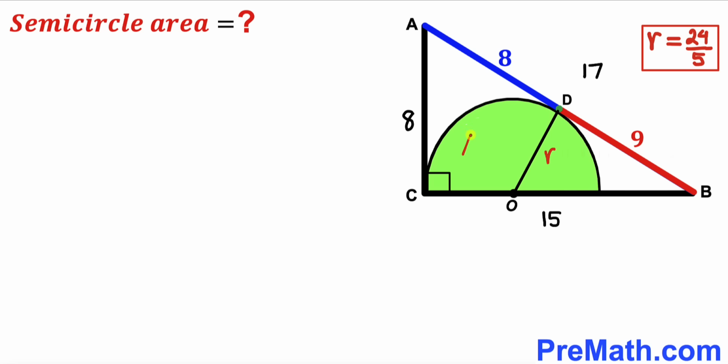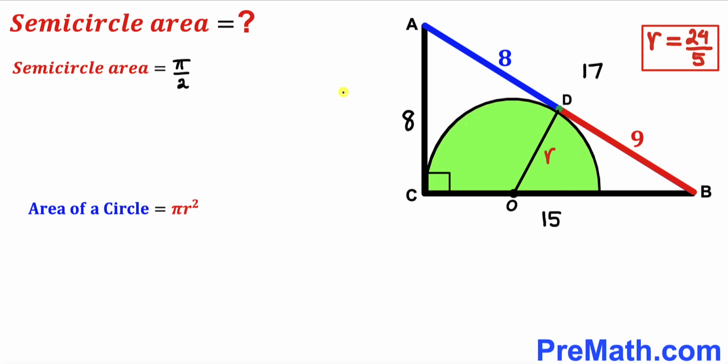And here's our final step. Now we are going to calculate the area of this green semicircle. And now let's recall the area of a circle formula. Area is always equal to pi r square, where lowercase r is the radius. So thus the semicircle area is going to be pi divided by 2, and our radius lowercase r is 24 divided by 5. So I'm going to write down 24 divided by 5 whole square.